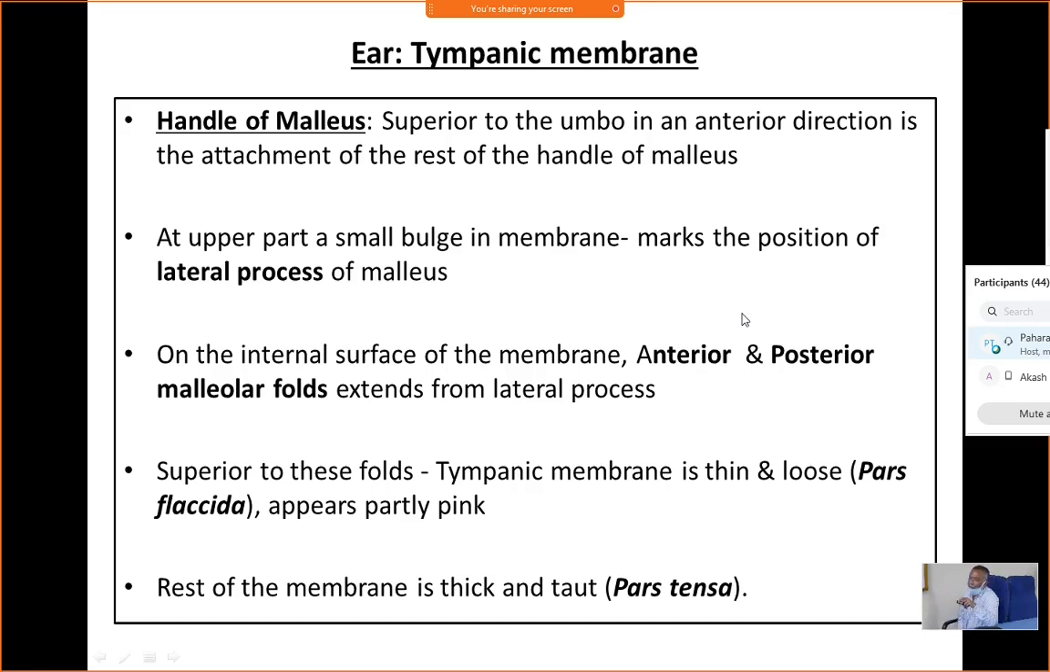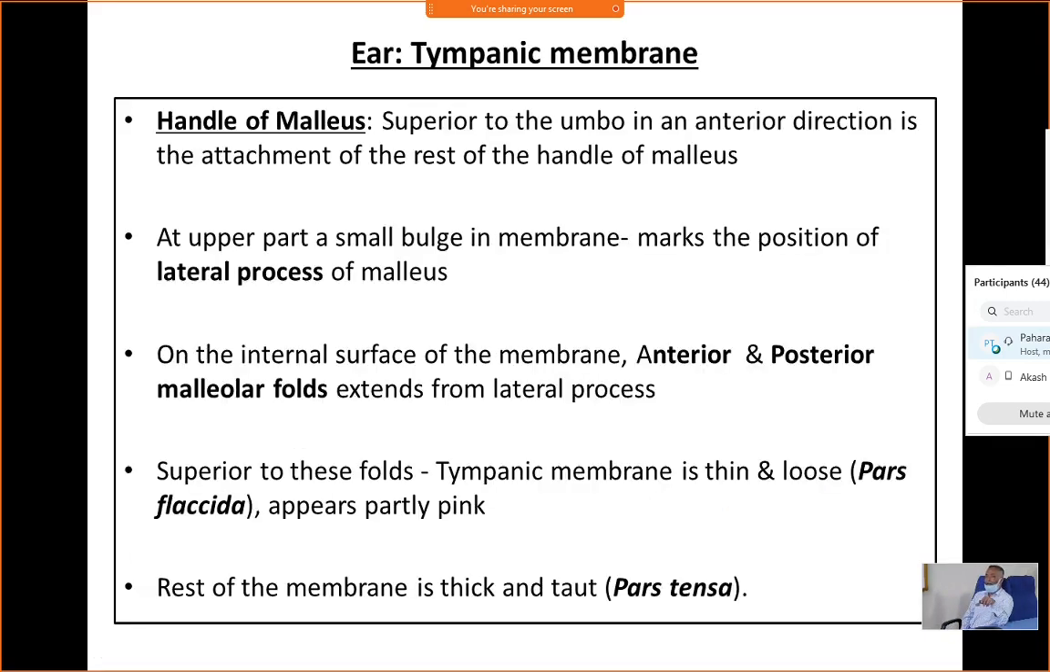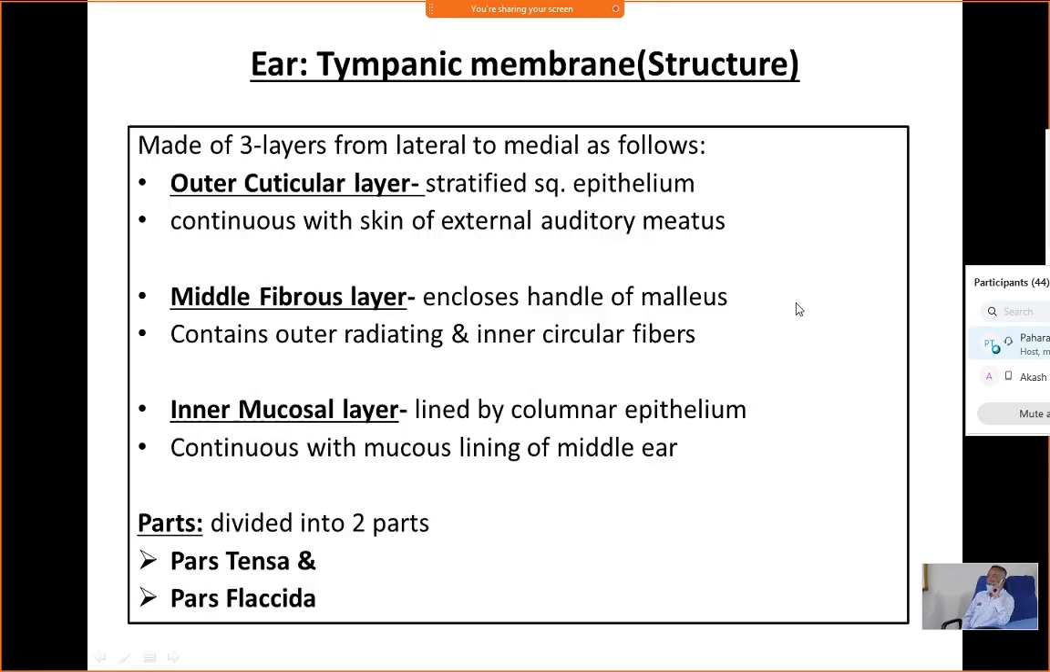Now the rest of the membrane that is thick and taut is called the pars tensa. So it becomes more tense there in comparison to the upper part. As it is more tense, what will happen? There is a greater chance of rupture in the pars tensa, because it is already tense. If some structure injures it, it may rupture. So pars tensa is the lower part, and pars flaccida is the upper part of our tympanic membrane.